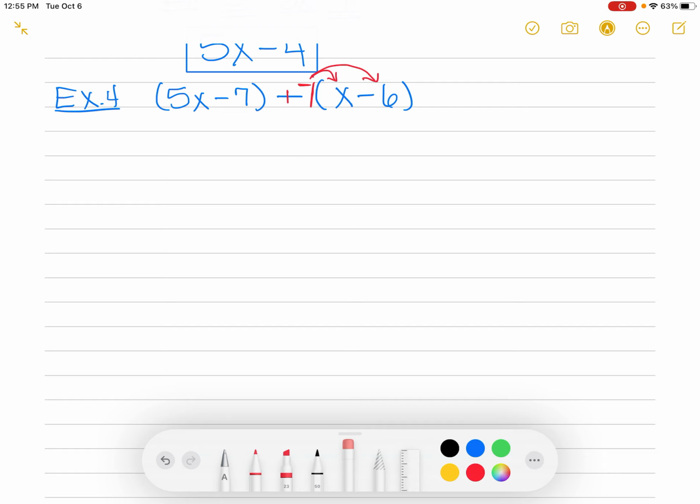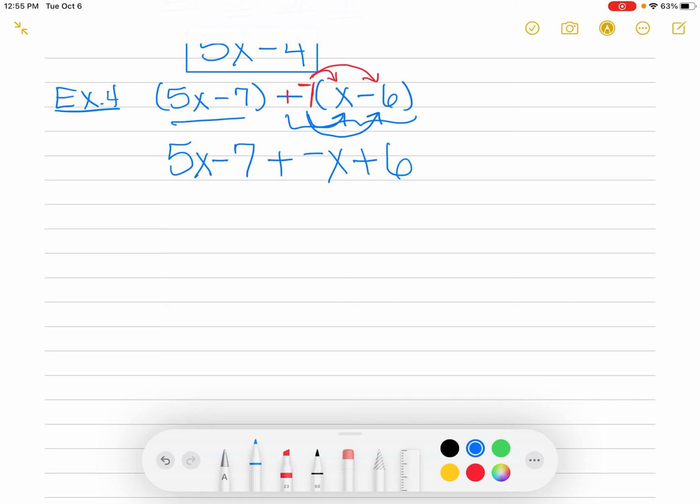Okay, so now that I've changed that to a -1, I'm going to go ahead and multiply just this part right here. This side over here does not have anything in front of it, so I'm just going to write it out. And now I'm going to do -1 times x is a -x, and -1 times -6 is a +6.